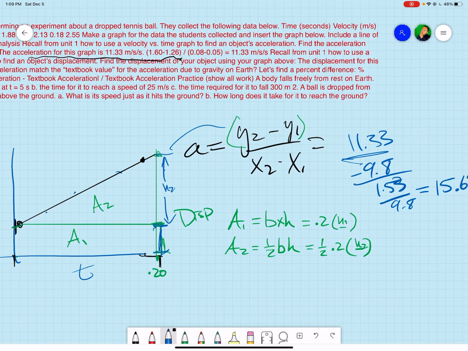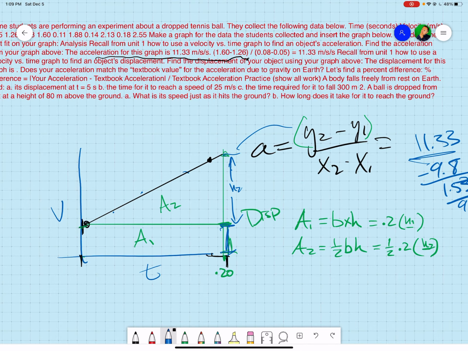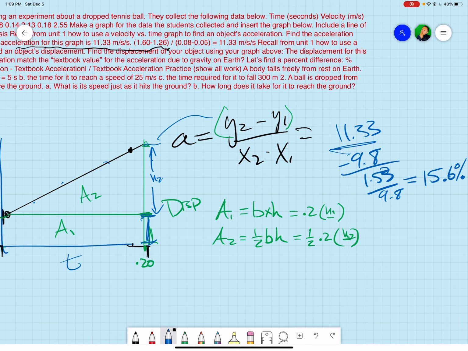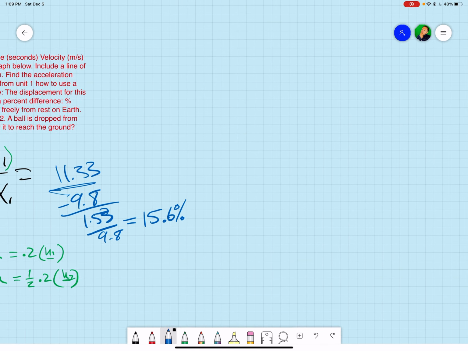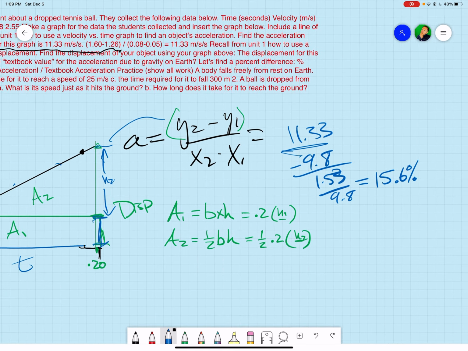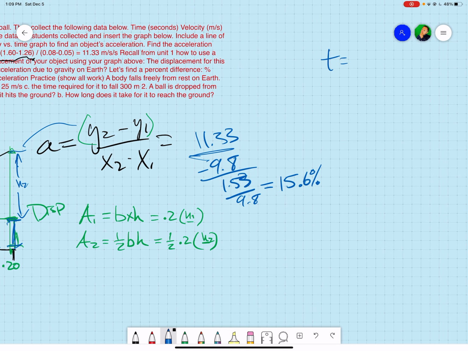Now, a body falls freely from rest on Earth. Find its displacement at t equals 5 seconds. So, for that problem, you're just going to do 5 seconds. So I have t is equal to 5. We want to know its displacement.